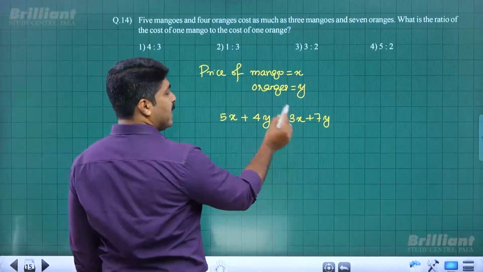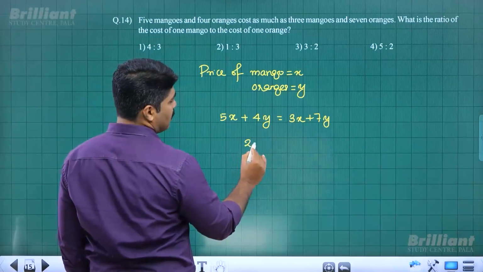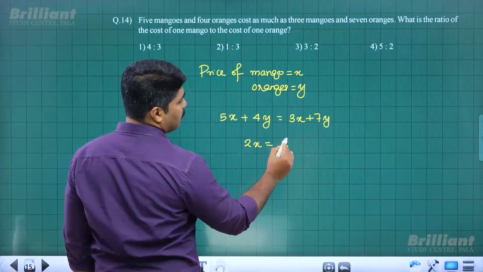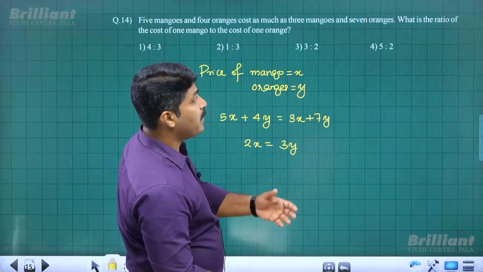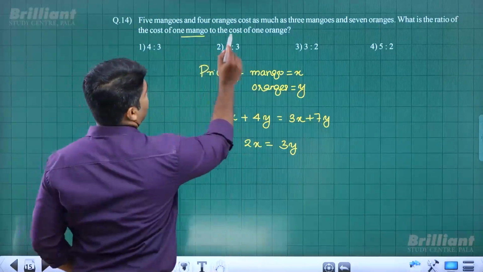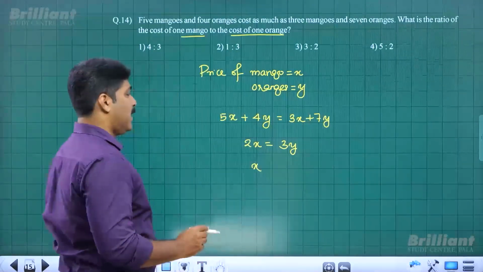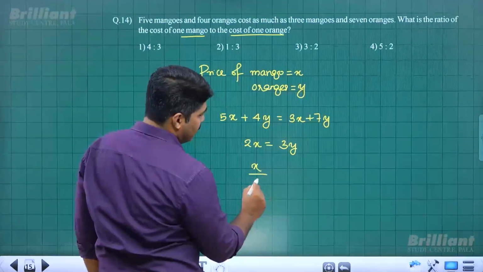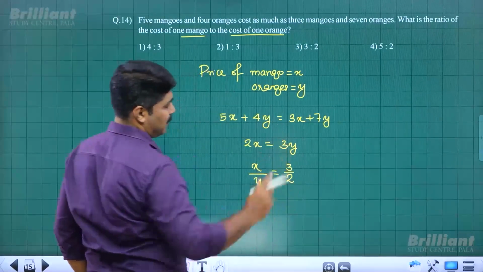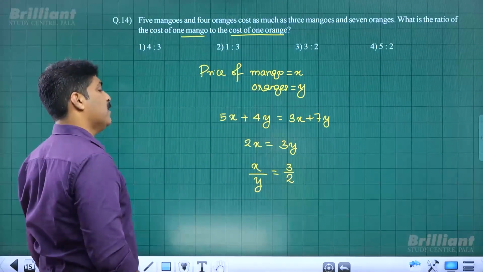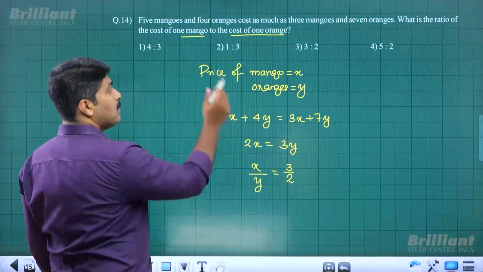So we can connect it. Take this x towards the left side, and that is 2x, and y towards the right side, that is 3y. So here we are going to find the ratio of the cost of one mango and the cost of an orange. Then we can write this as x by y, which is equal to 3/2. Clear? That is 3/2.